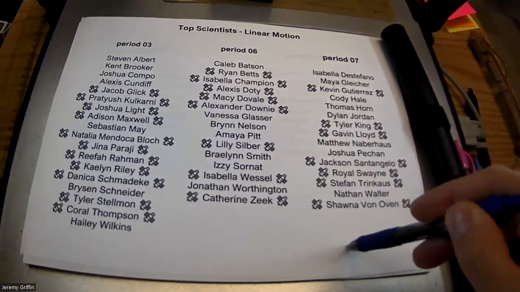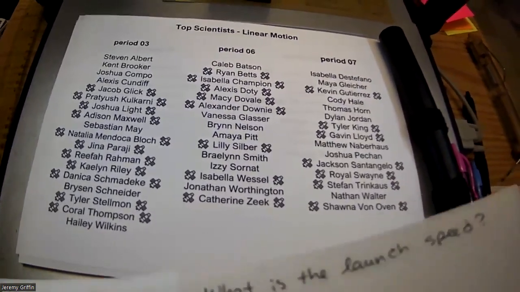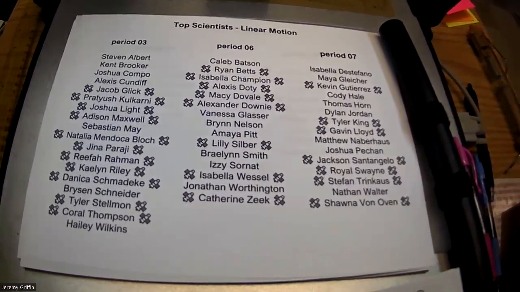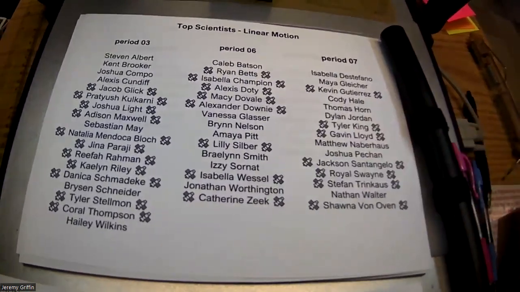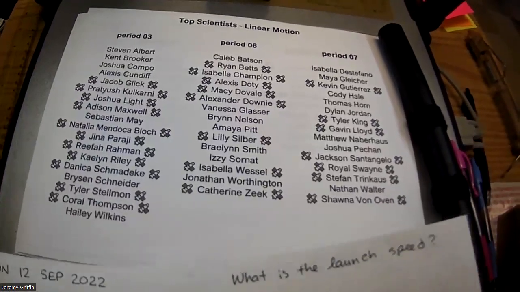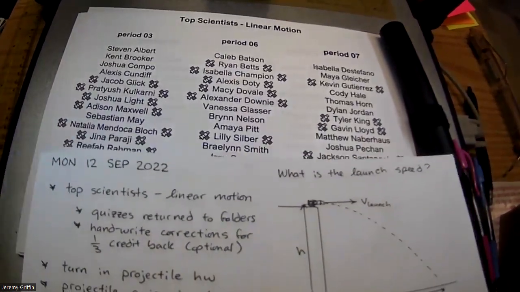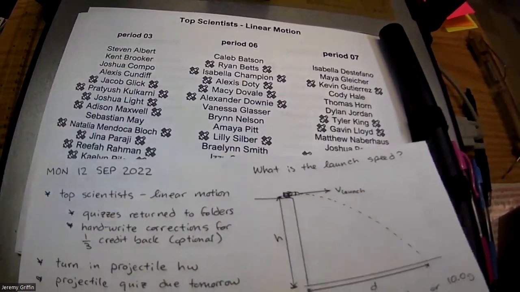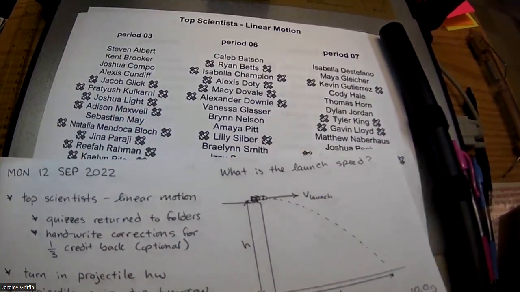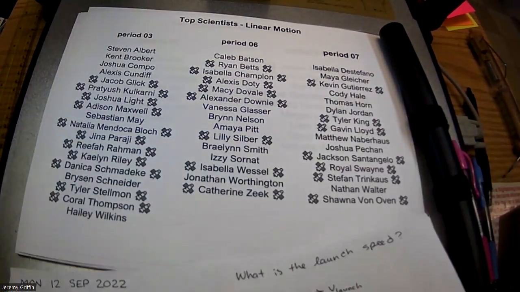Here's a top scientist for linear motion. If you see your name up here, it means you did really awesome on linear motion. If you got a little satellite, you did really, really awesome. If you want your linear motion quiz back, it's back in your folder. You have the blue name tags, and they're alphabetical. So A's over there, C's over there, Y's around, X's around.